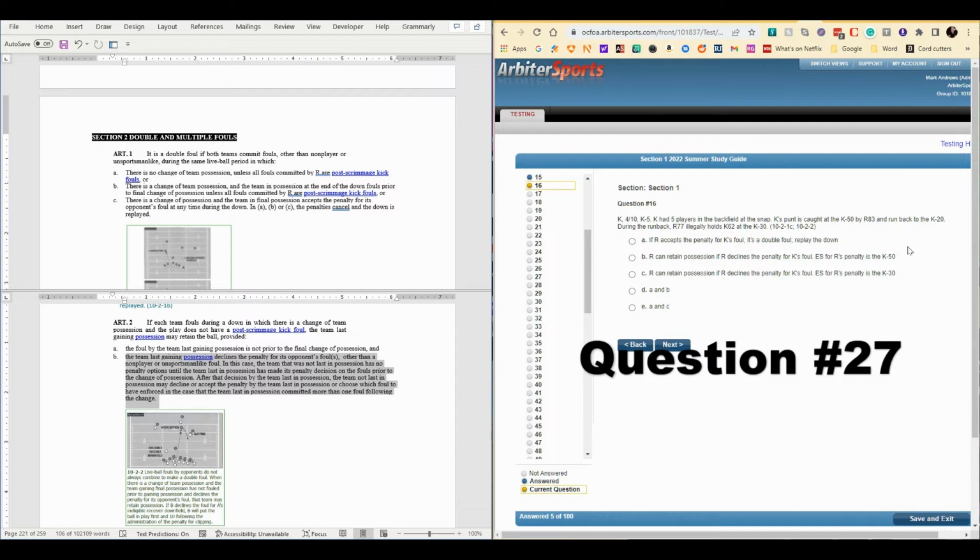So the foul occurred at the 30. So R can retain possession if R declines the penalty for K's foul. Enforcement spot for R's penalty is the K30. And if R accepts the penalty for K's foul, it's a double foul, replay the down. Both of those are correct, so the correct answer is E.